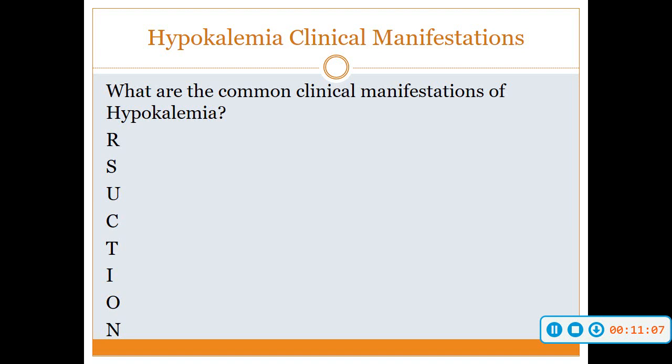C is for constipation. Again, muscle contractions, that's smooth muscle contractions. So they may become constipated, they may develop an ileus. Assess for hypoactive bowel sounds, distension, nausea or vomiting because they're not moving things around.